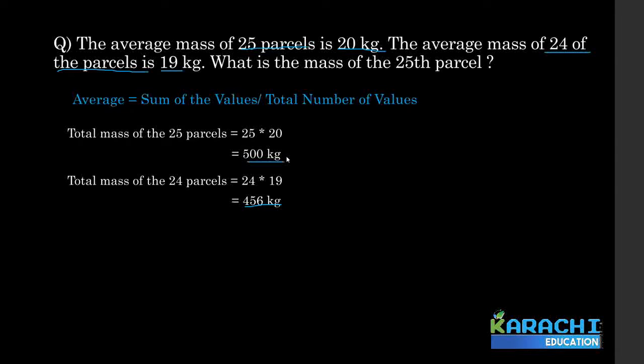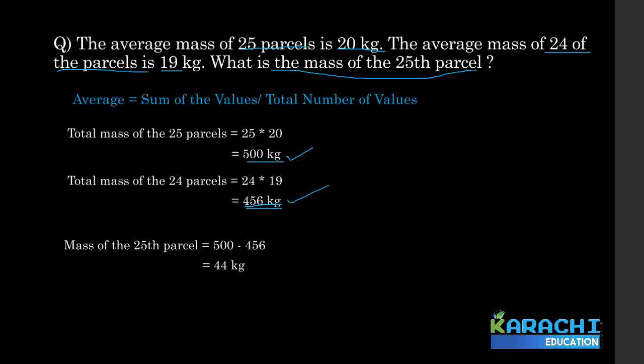So 25 parcels की 500 kgs, 24 parcels की 456 kgs, and we have to find out the mass of the 25th parcel. So the mass of the 25th parcel is going to be simple deduction of 456 kgs from 500 kgs. 500 minus 456 is equals to 44 kgs. So 25th parcel का जो mass है वो होगा 44 kgs. Right? Let's look at the next question.